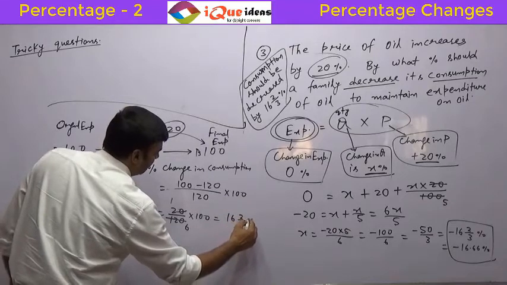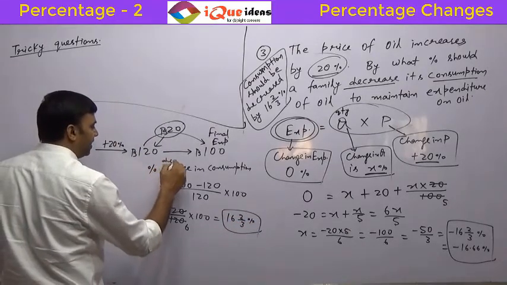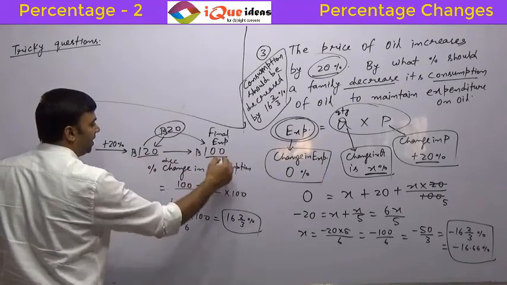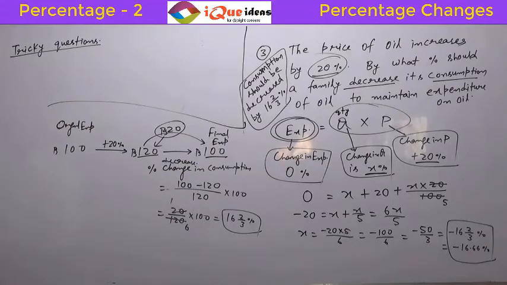16 2 by 3% or 16.67%, and it is a decrease, a percentage decrease in consumption. We can see it is from 120 to 100, it is a decrease. So this was the other way of doing the same question. Okay.